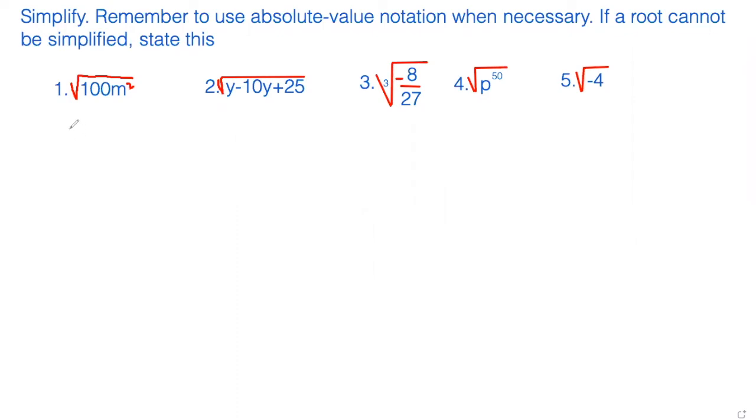In this video, I am going to do some radical problems. The first one, we have the square root of 100m². So we can write it as (10m) and then the whole thing squared, because we already know 10 times 10 is 100 and m times m is m². And then we still keep the radical. Now this radical and this square cancel each other, so the answer is 10m.